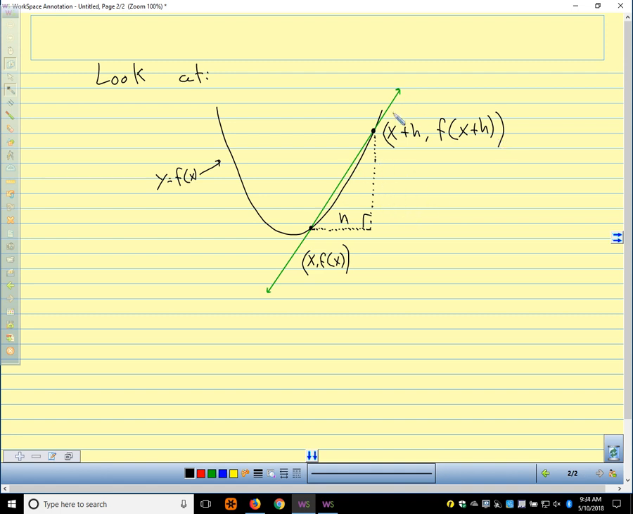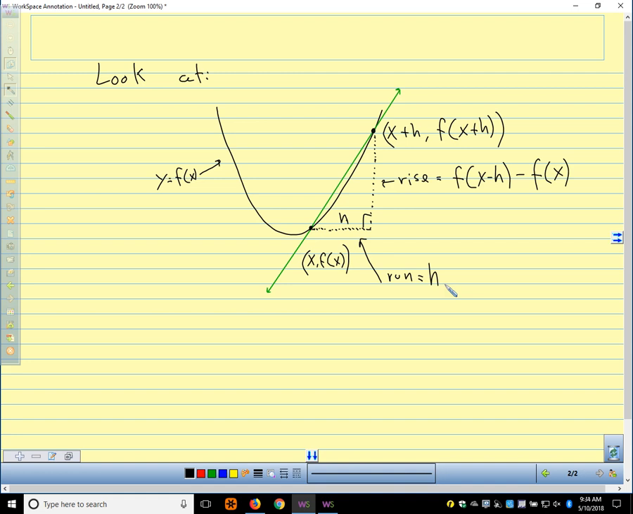And we're going to find the slope of that line, this green secant line. Well, the rise here is f of x minus h minus f of x, y2 minus y1. That's how much the y value changes. And the run equals h. That's how much we've moved in the x direction.